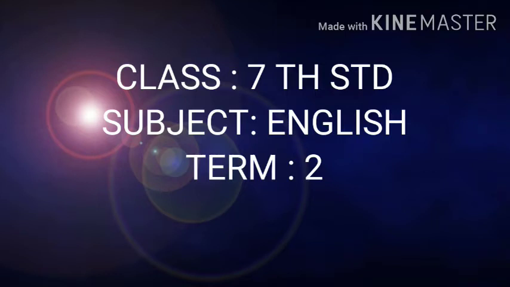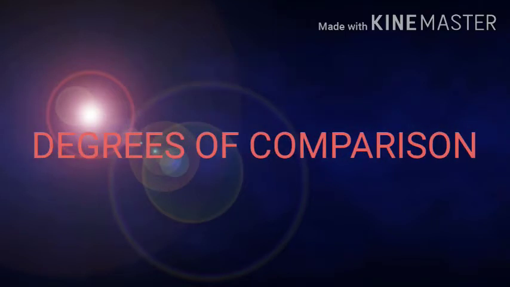Your grammar portion is degrees of comparison. Okay, degree of comparison. This particular topic, grammar part, is very important to tell the sentences correctly. If you want to speak out the sentences exactly, we have to use the comparatives, that is, degree of comparison. Without the comparison we cannot fulfill the sentence completely.